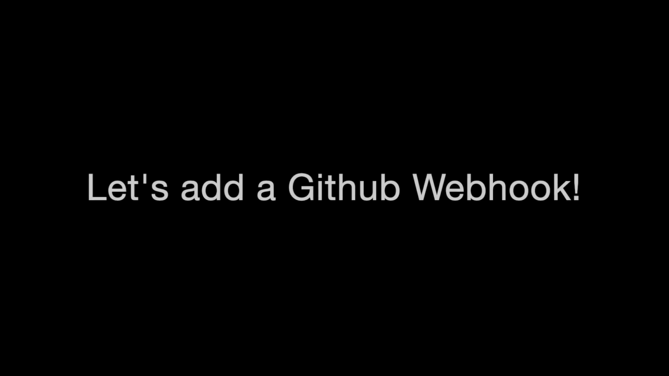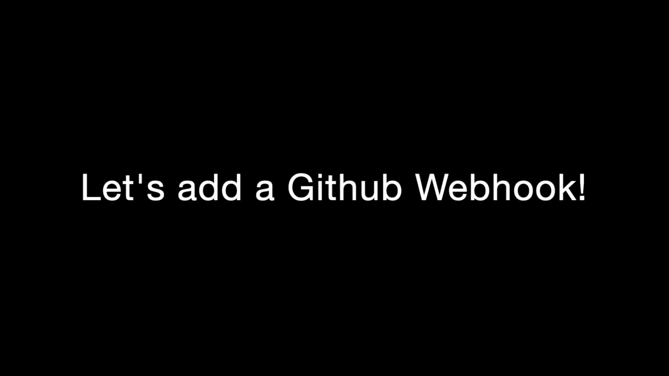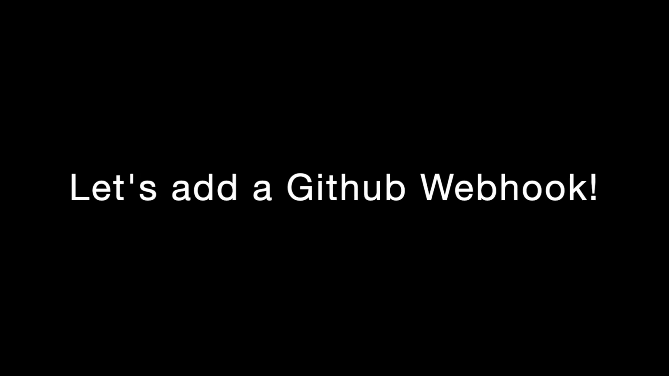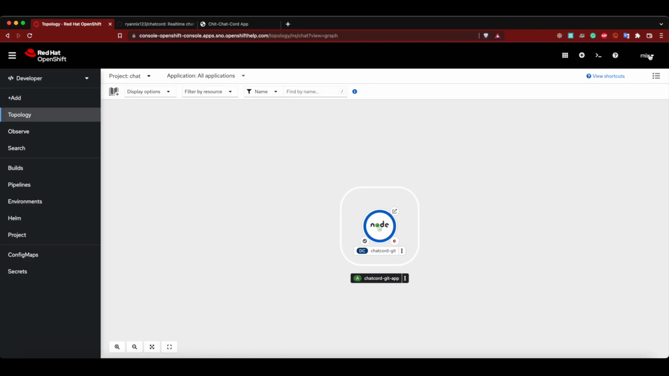Okay, so let's add a webhook. If you're not familiar with a webhook, it is a type of integration with a service such as GitLab or GitHub that allows you to subscribe to certain events. In this case, when I push new source code, we want a webhook to tell OpenShift to rebuild a container, or I should say s2i.